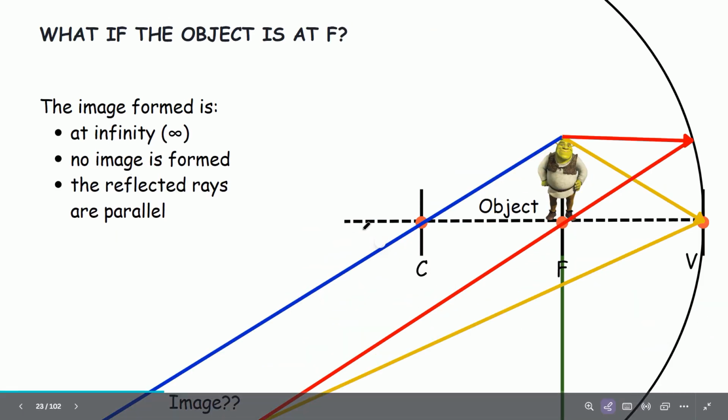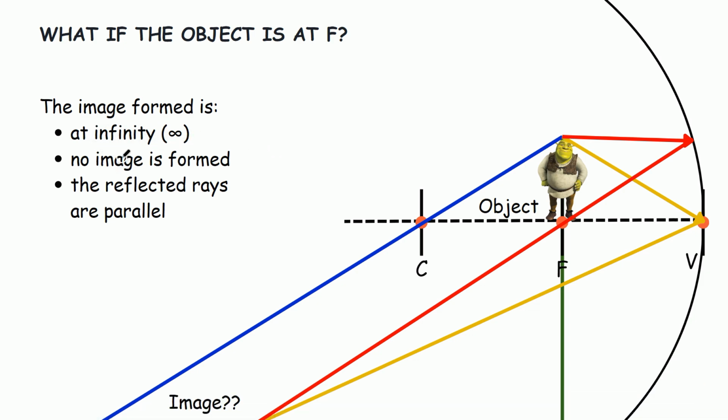And then what if the object is at F? So the image formed is at infinity. There is no distinct image. There is no image formed. The reflected rays are parallel.